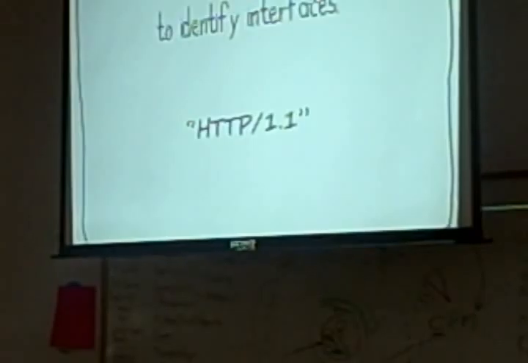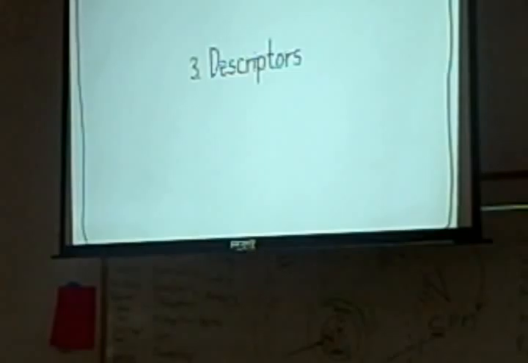And we can also use patterns to identify interfaces, so that we can name the interface itself and give it a pattern. So those concepts all work together. Here is a string that basically identifies the HTTP/1.1 interface. Descriptors. Any questions so far?